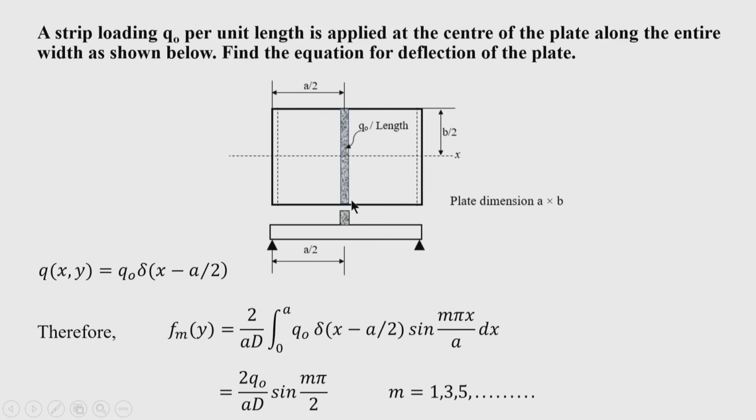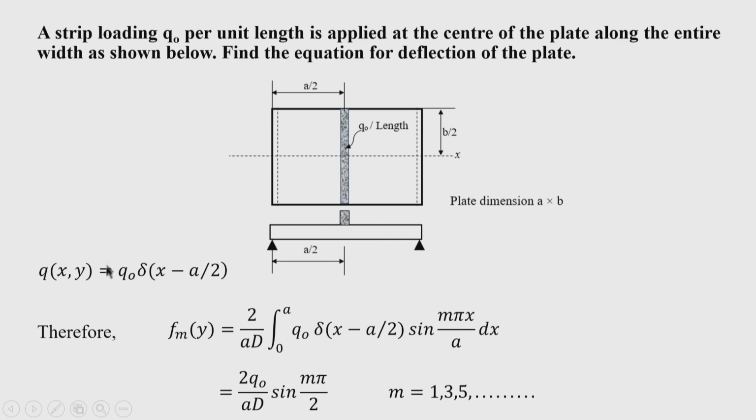So, that means I can represent this loading with the help of the Dirac delta function, because this is a line loading, and this line loading is only meaningful when x is equal to a by 2. At other points there is no line loading. So, I can express this loading as q_0 Dirac delta (x - a/2).